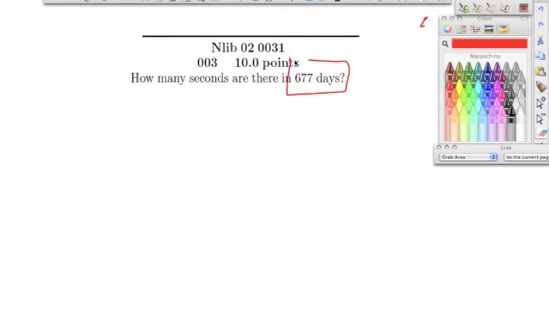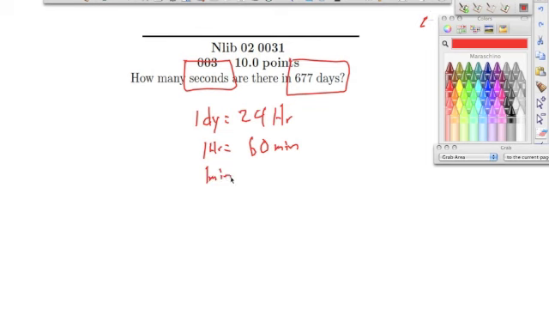Okay, now when we're looking at this, what we know is we might not know how many seconds are in a day, but we do know that 1 day equals 24 hours. Okay, and we should know that 1 hour equals 60 minutes. Okay, and we should know that 1 minute equals 60 seconds.